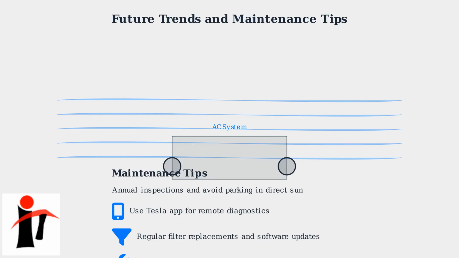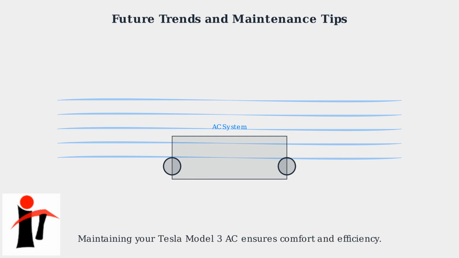Regular cabin air filter replacements and keeping software up to date are essential for optimal AC performance. If problems continue, contact a certified Tesla technician. By following these trends and maintenance tips, you'll keep your Tesla Model 3's AC system running smoothly for years to come.